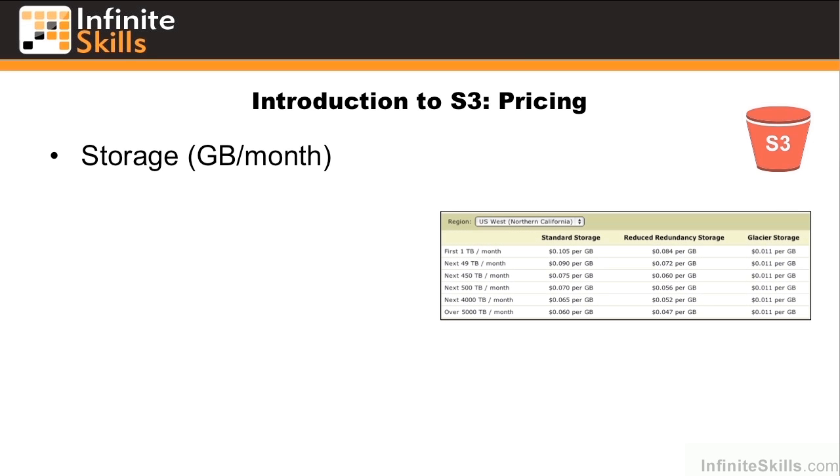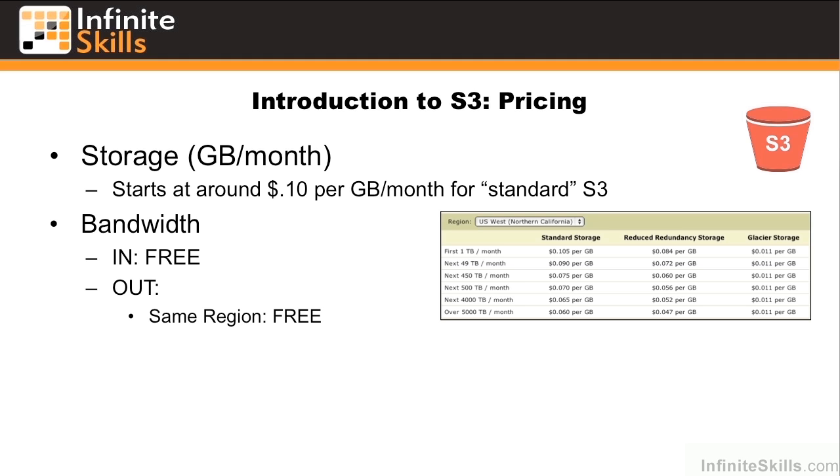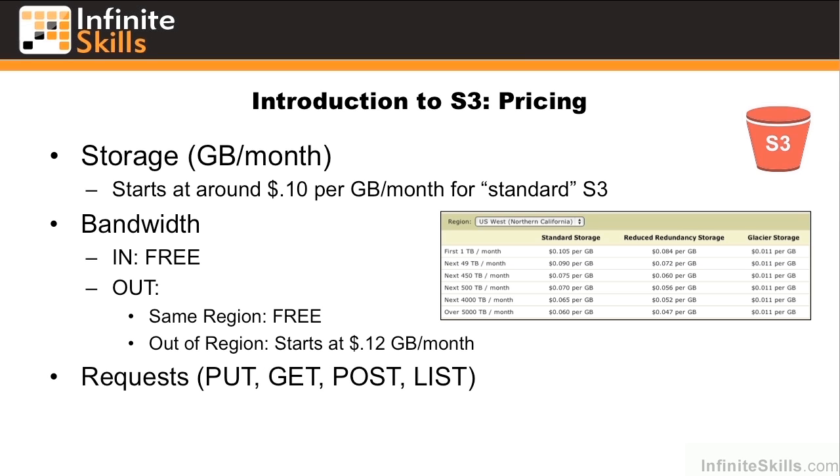S3 has 3 facets to its pricing. The first is storage. S3 storage costs start at around 10 cents per gigabyte per month for standard S3, with the monthly gigabyte charge getting cheaper as you use more. It's also priced per bandwidth. Bandwidth in is free, and bandwidth out to the same region is free as well. Bandwidth out to out of region starts at about 12 cents per gigabyte per month, again with cost growing cheaper the more bandwidth you use. Requests are also a charging facet of S3 pricing. They start at about half a nickel per 1,000 requests.